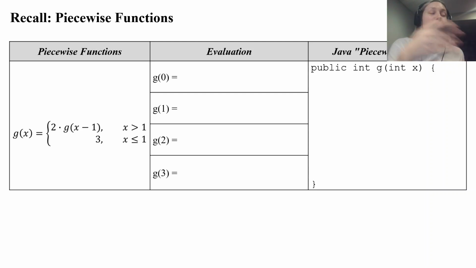So here I have a new function, g of x, and notice it's the same as the piecewise that we just got through, except I have this right here.